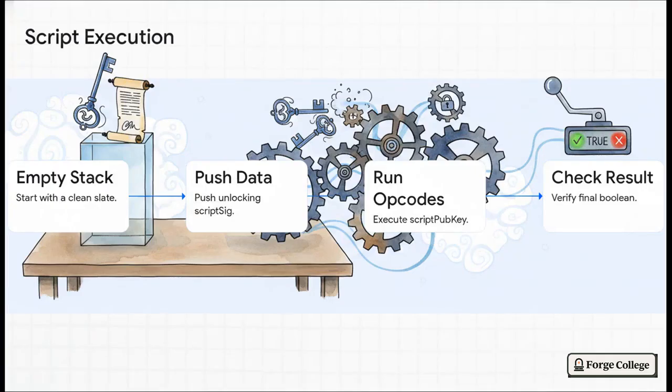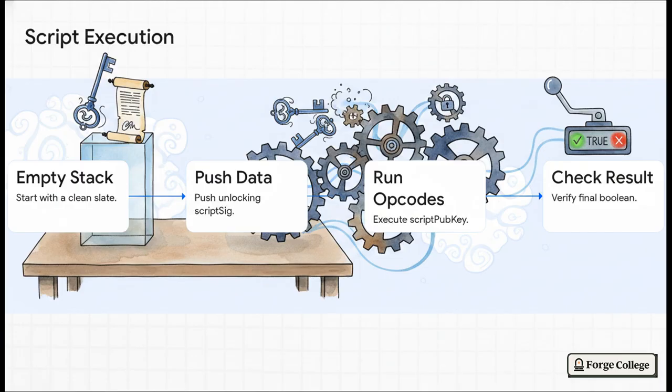Moving right along, let's look at Pillar 2, script execution. So how does this engine actually work? Well, we start with a clean slate, basically an empty execution stack. Think of the stack like a bare workbench. What's the very first thing we do? We drop our unlocking data right onto it. For a legacy pay-to-public key hash script, this means our signature and public key land squarely on the workbench.